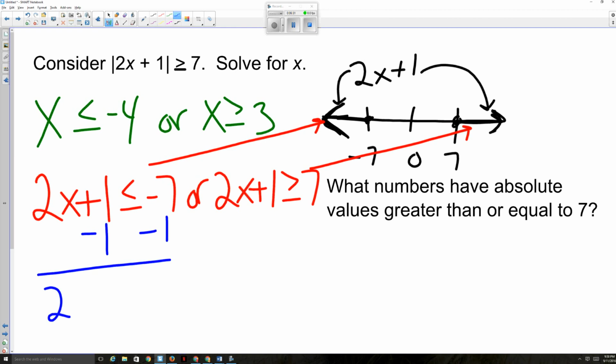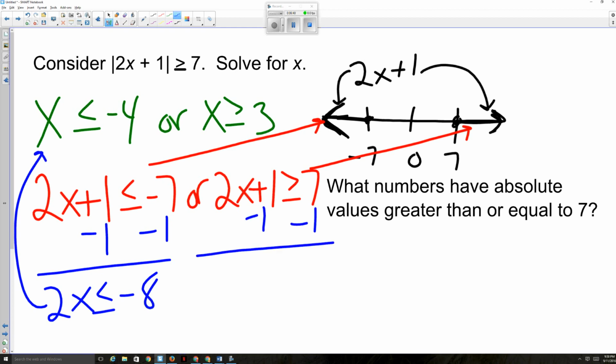Subtract 1. We get 2x is less than or equal to negative 8. Hopefully it makes sense. That's this one here. Subtract 1. We get 2x is less than or equal to 6. So that's that one there. Now, we're going to do some more challenging exercises in class than these. These are two exercises or examples from Algebra 2.